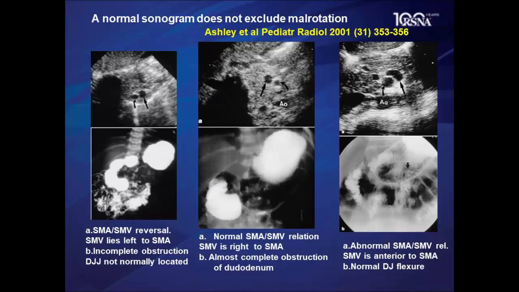When we did the contrast study, there was a redundancy, but the duodenojejunal junction was followed up to here. And this adds up to many cases where we are not always relying 100% on the normal SMA-SMV relationship, especially when the patients are vomiting. So we have to think clinically. The patient still has the problem of vomiting.